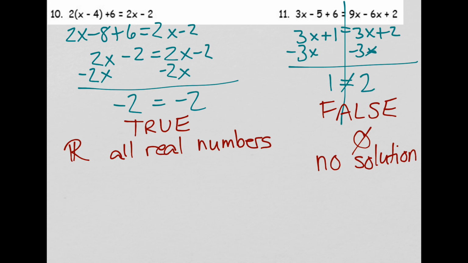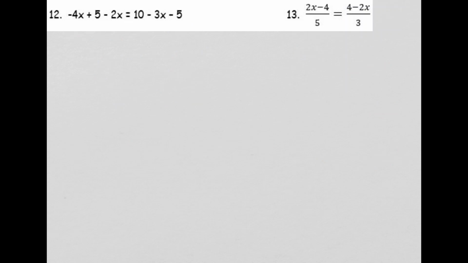No solution. Okay, so I wanted those right next to each other so you could see the difference. We got out something that was always true. That's all real numbers. We got something that's never true. Then there's no solution. There's no number that works. Okay, let's look at a couple more here.